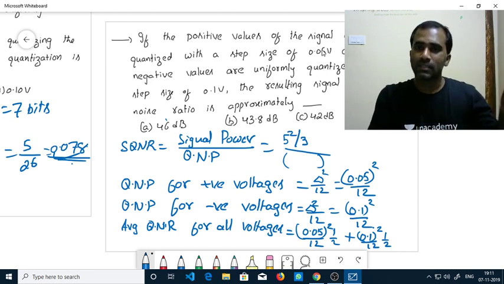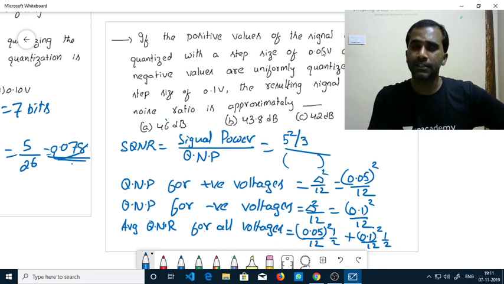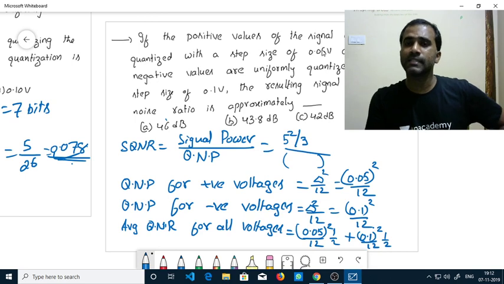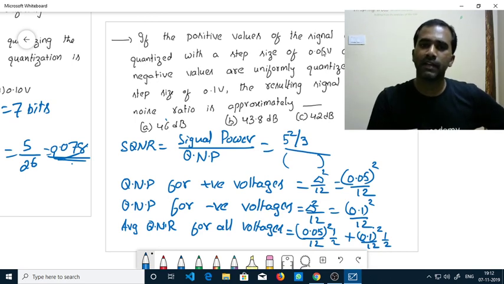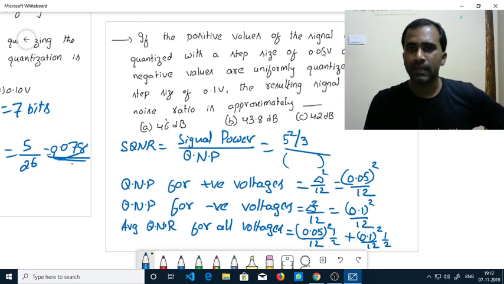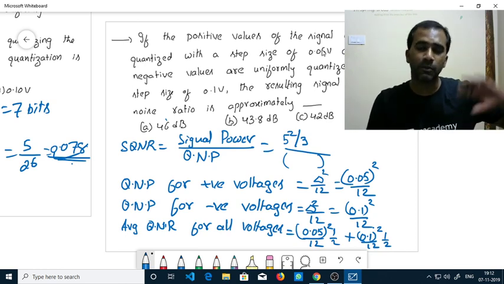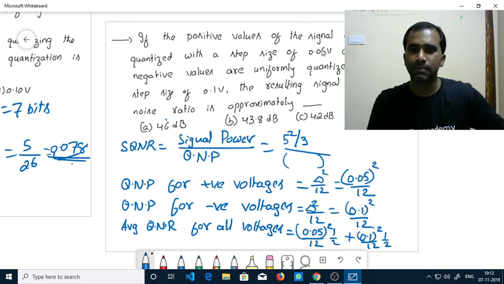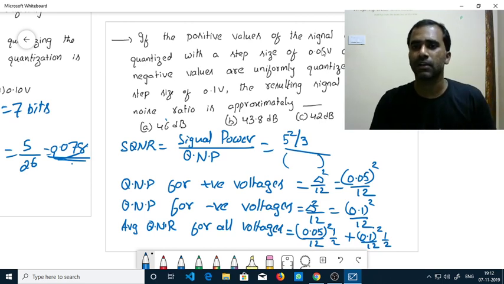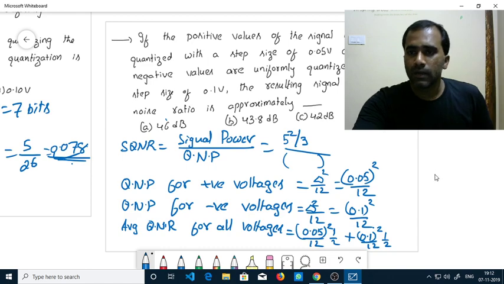Earlier, what is the assumption we have taken? When we solved that derivation, we assumed that the step size is the same for all voltages, for positive and negative voltages, the same step size. But here it is different, so we have to go with the basic derivation. Whatever the procedure in which we did the derivation, the same procedure you can take whenever the question is a little different. Now let us do some other question.